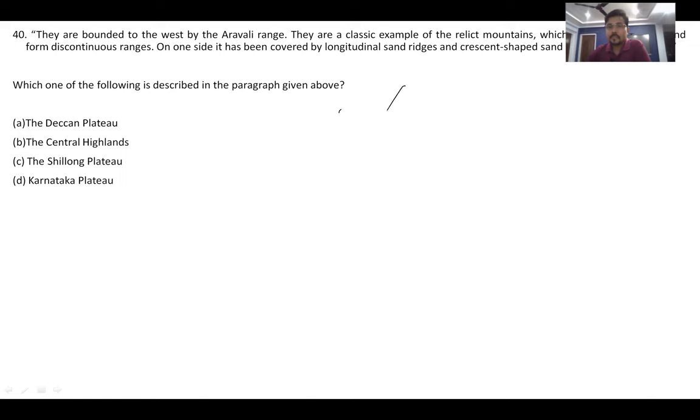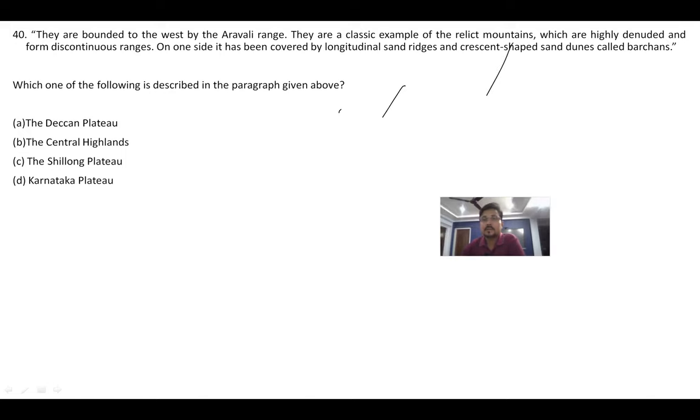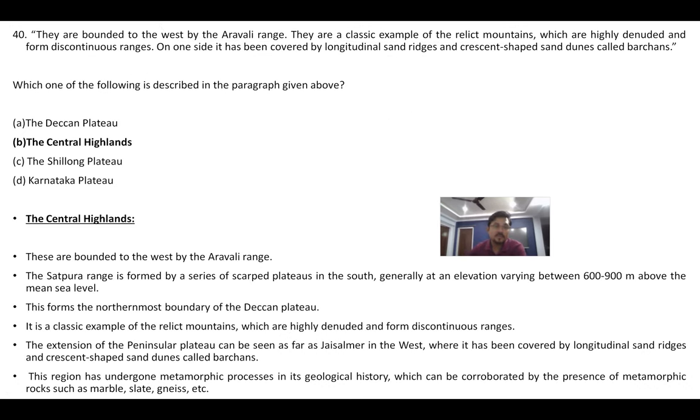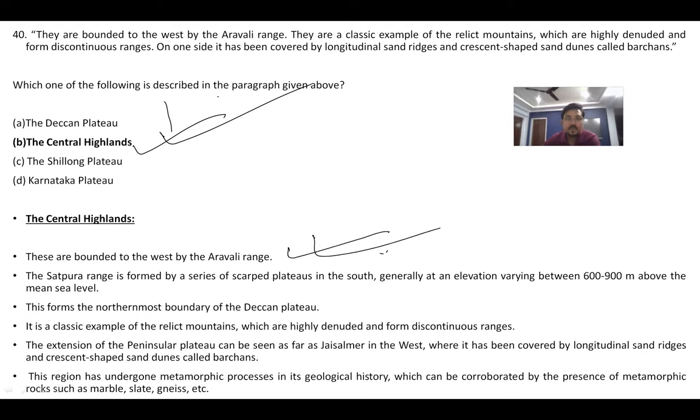Now, this paragraph talks about whether it is the Deccan Plateau, the Central Highlands, the Shillong Plateau or the Karnataka Plateau. They are bounded to the west by the Aravalli range. They are a classic example of relic mountains which are highly denuded and form continuous ranges. On one side it has been covered by longitudinal sand ridges and crescent-shaped sand dunes called barchans. So definitely it should be the Central Highlands. These are bounded on the west by the Aravalli range.